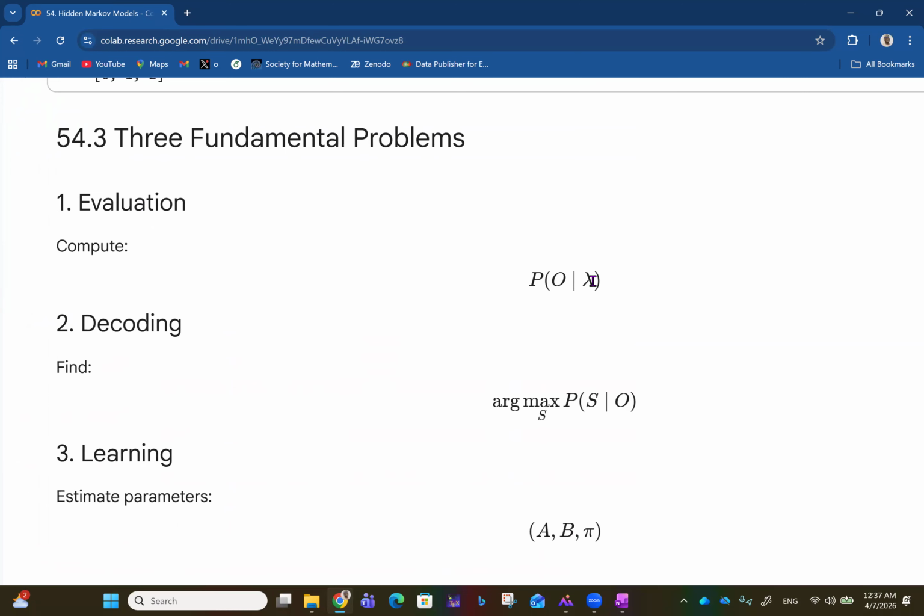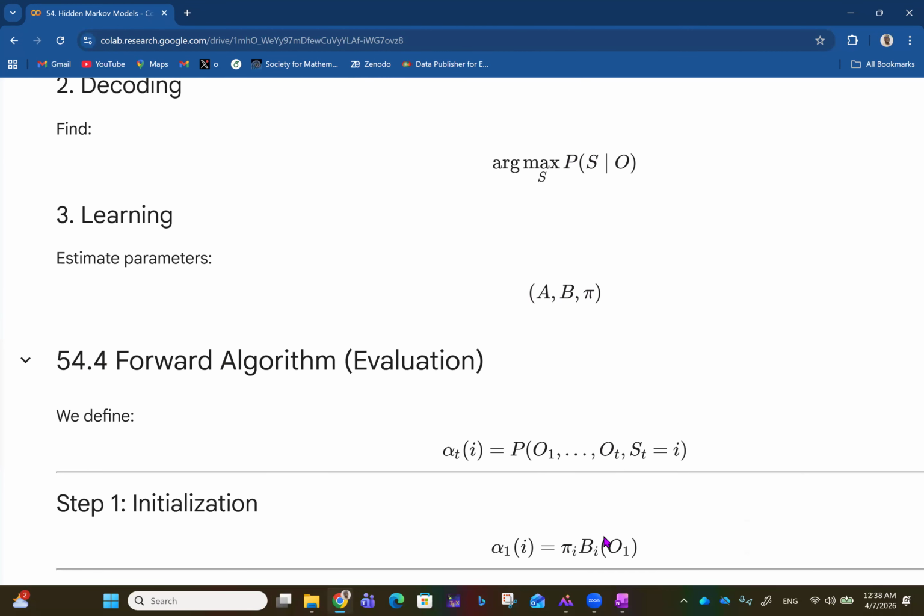That's given lambda, and then after evaluation, you talk about decoding. In decoding, you want to find the argmax over S of the probability of a particular state sequence given a particular observation. And then you have learning. In the case of learning, you estimate parameters, so you have A, B, and pi like that.